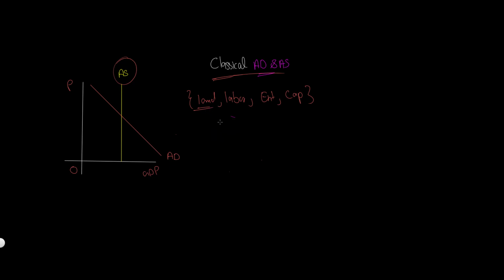Let's say that in this theoretical model, we have 10 units of land, 10 units of labor, 10 units of enterprise, and 10 units of capital. If we add them all up, they should be equal to 40. And through the classical system, it is this 40, this theoretical potential, that determines the aggregate supply in the economy.